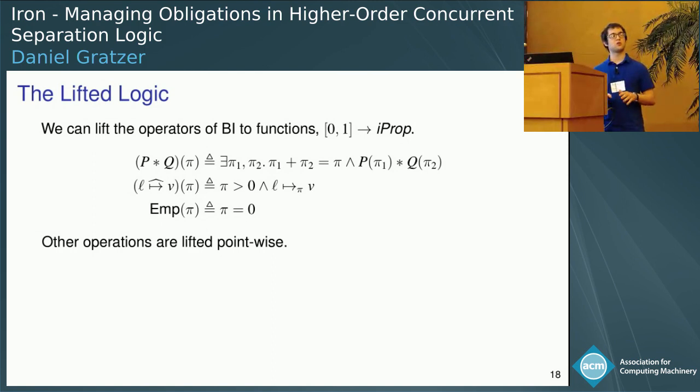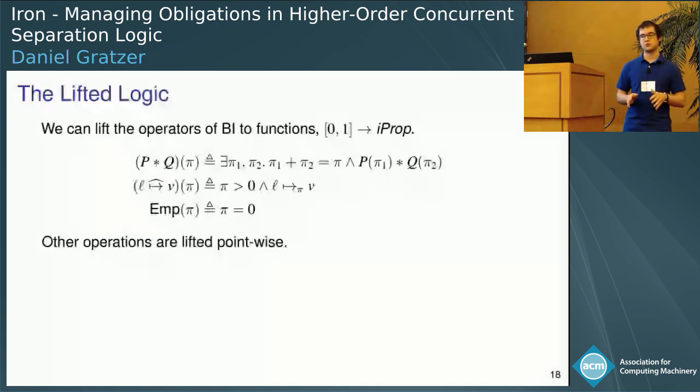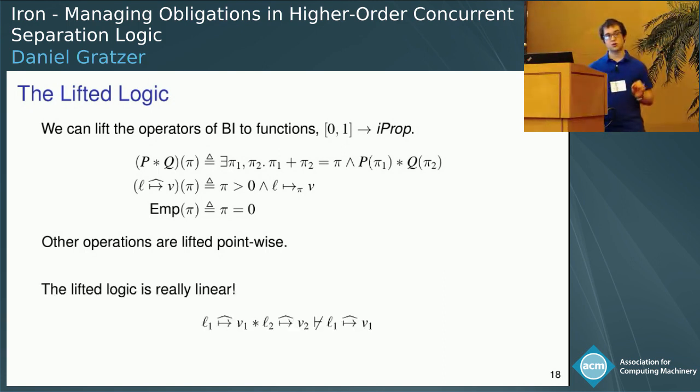We ignore the concrete choice of splitting. Similarly, we can lift points to so that the pi is factored out, so that we don't have to look at it when we're actually doing proofs. And this lifted logic is actually a linear logic. We've taken an affine logic and built a linear logic on top of it. And the reason for this is basically, if we prove something like this, we're required to forget some part of the pi at which we're proving it, and that's illegal in our logic.